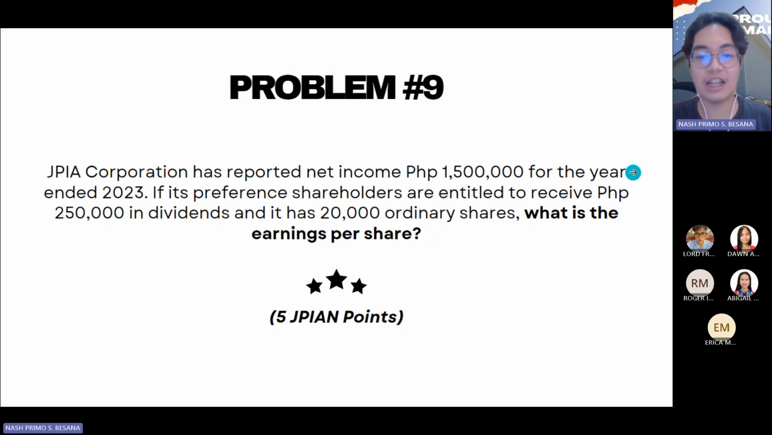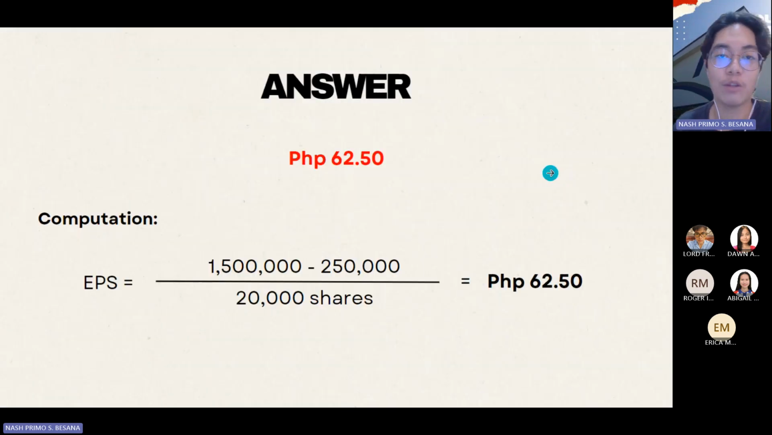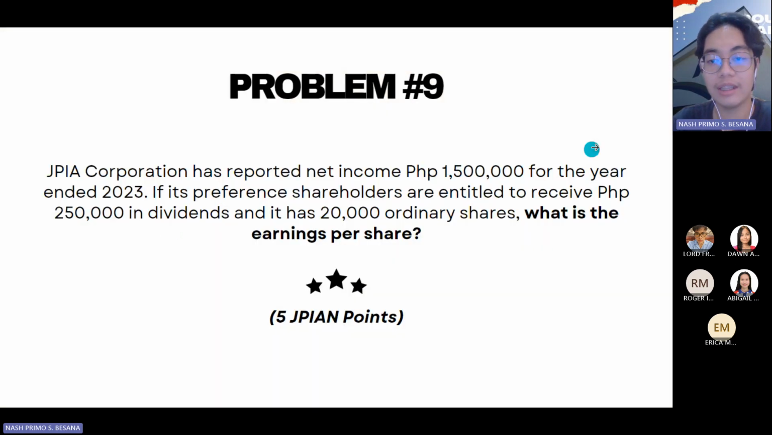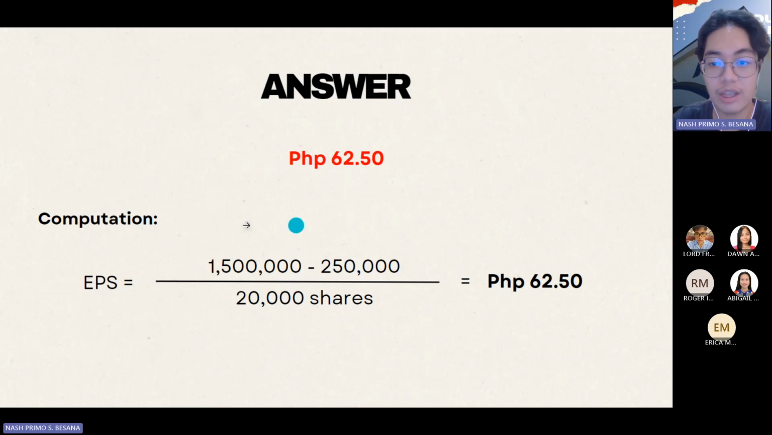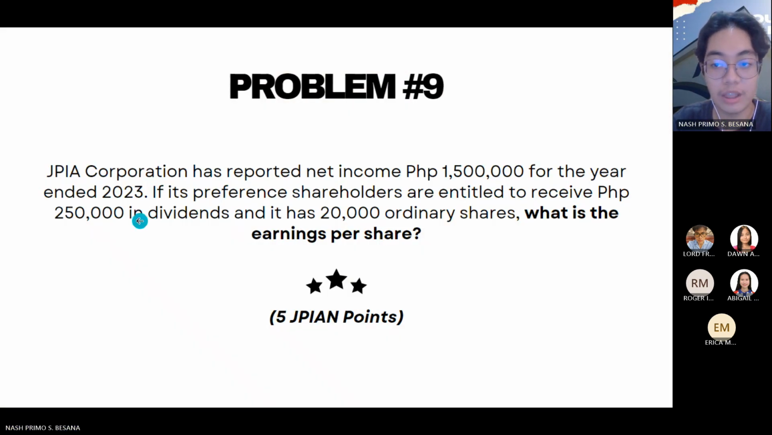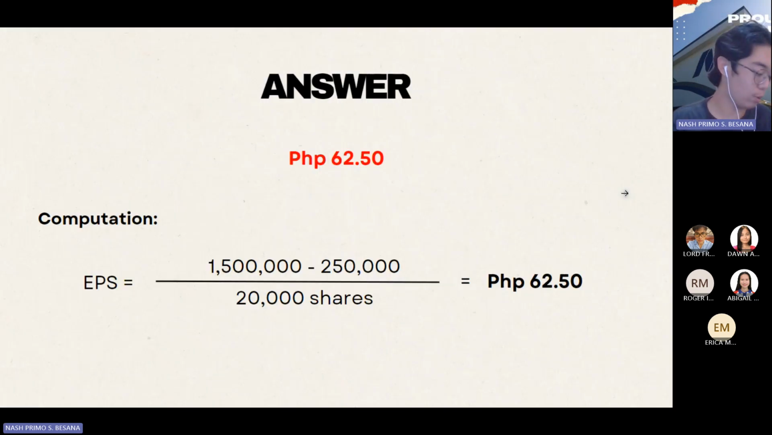So, let us check the answer na. So, yes, 62.5 yung earnings per share natin. So, again, 1,500,000 na net income minus 250,000 dividends for preference divided by ordinary shares na 20,000, 62.5.